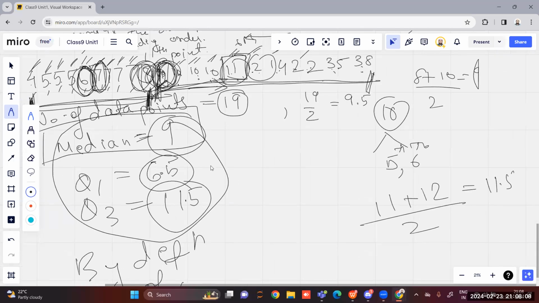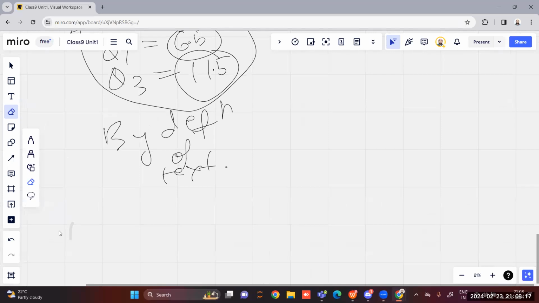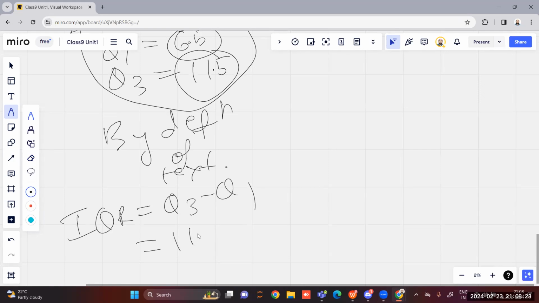Understood? How do we calculate this? We will complete the IQR also. The IQR becomes Q3 minus Q1. So it is 11.5 minus 6.5. It has become 5. Understood?